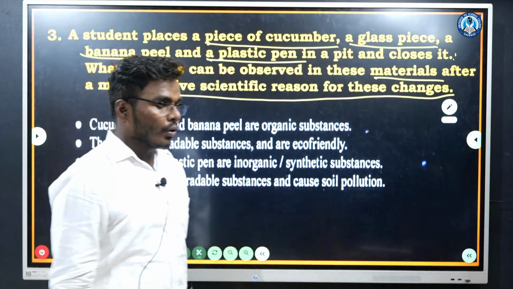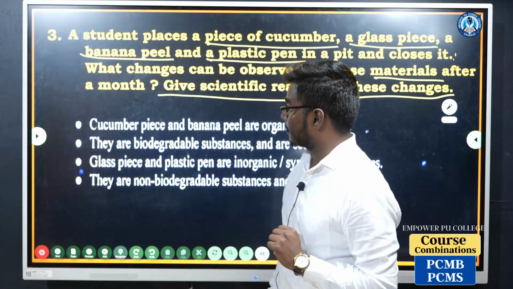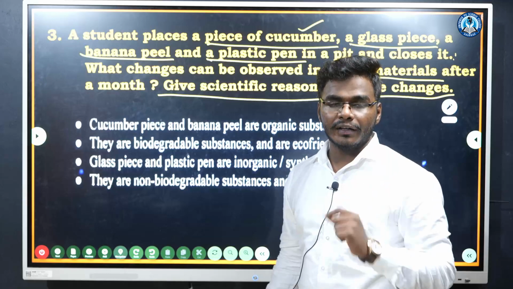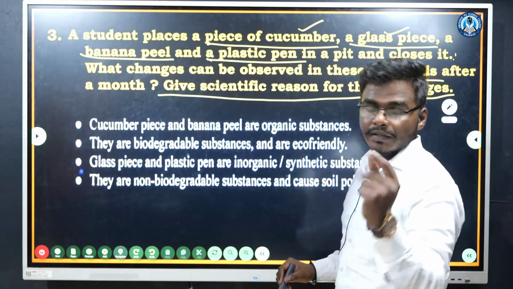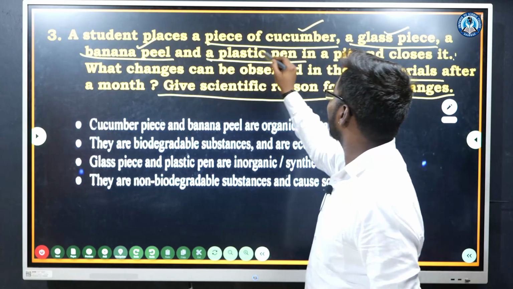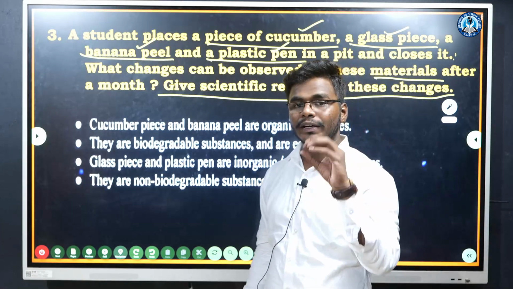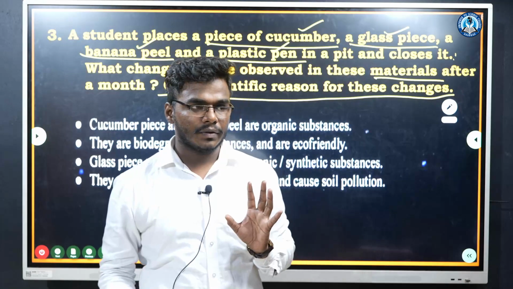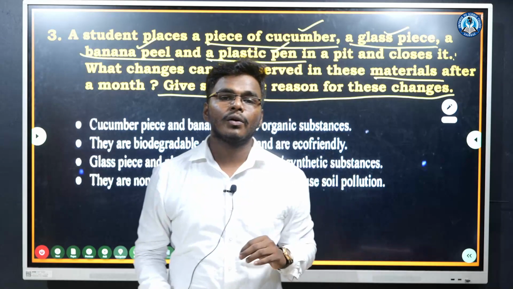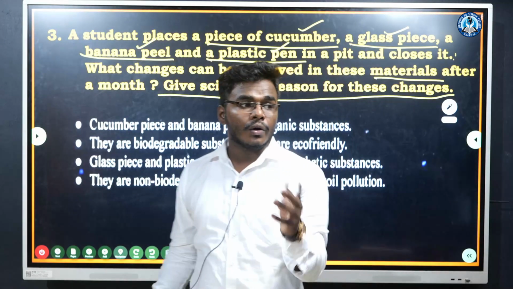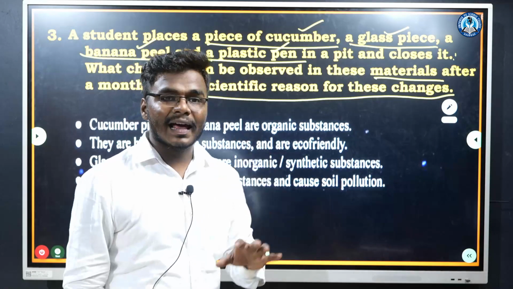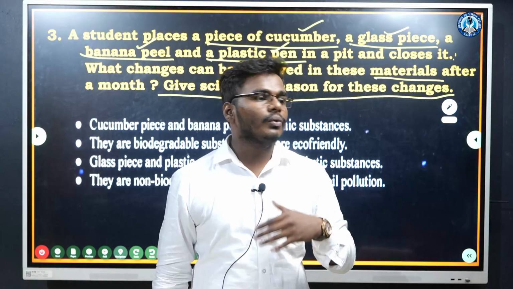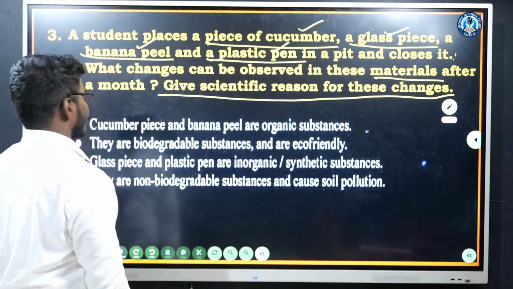So now what a student does is, a student takes 4 different materials. One, he has taken a piece of cucumber, your vegetable, a glass piece, a banana peel and a plastic pen. So these 4 he takes and keeps in a container and closes it and does not see it for a month. Okay, what happens to this banana peel? What happens to this piece of cucumber? What happens to the piece of glass? And what happens to the plastic pen is a question asked for you. So you need to explain with the reasons. So now listen here.